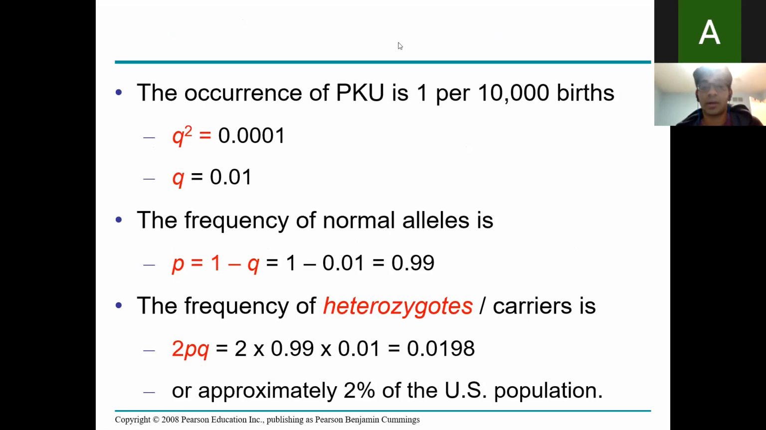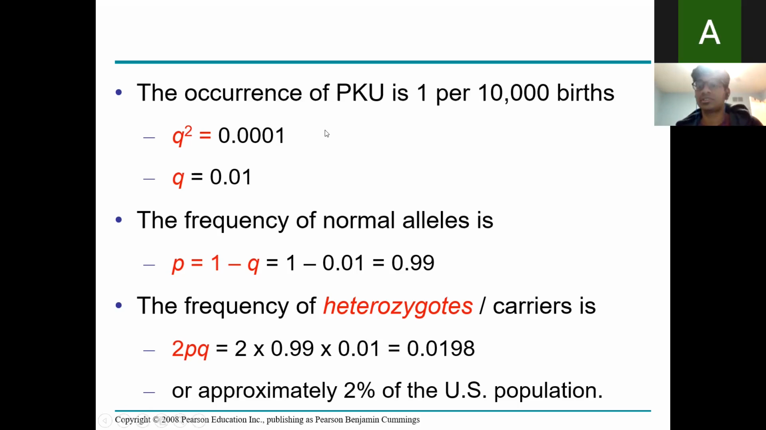You can also do population calculations. The occurrence of PKU is 1 in 10,000 births. PKU is only present when you have both recessive alleles. This is something you probably cover in very basic biology, maybe even middle school biology, where it's just dominant and recessive alleles. So you need two recessive alleles for PKU.